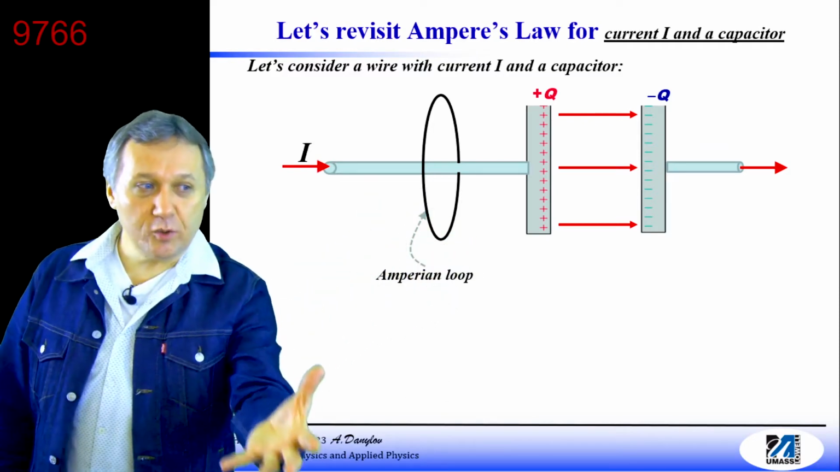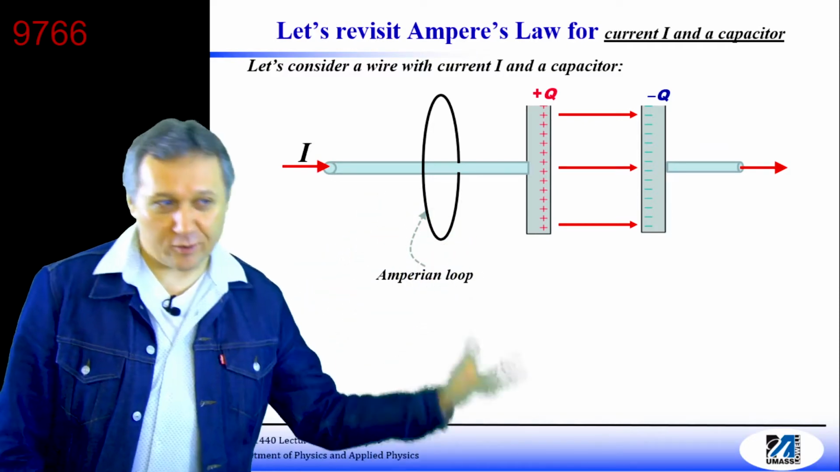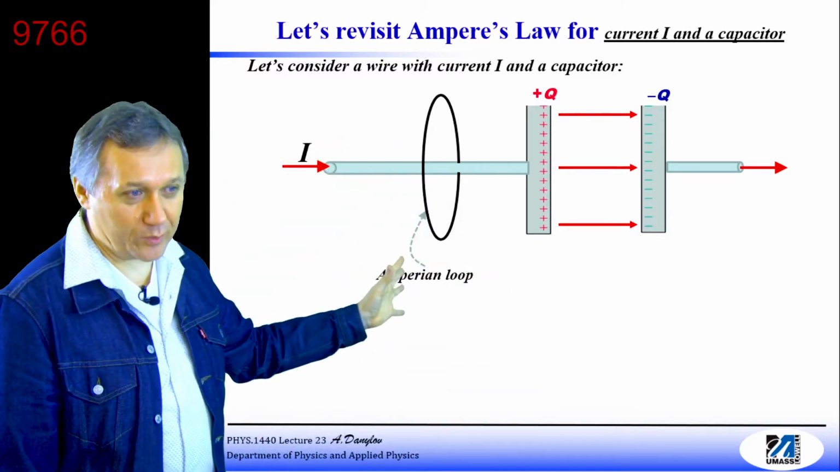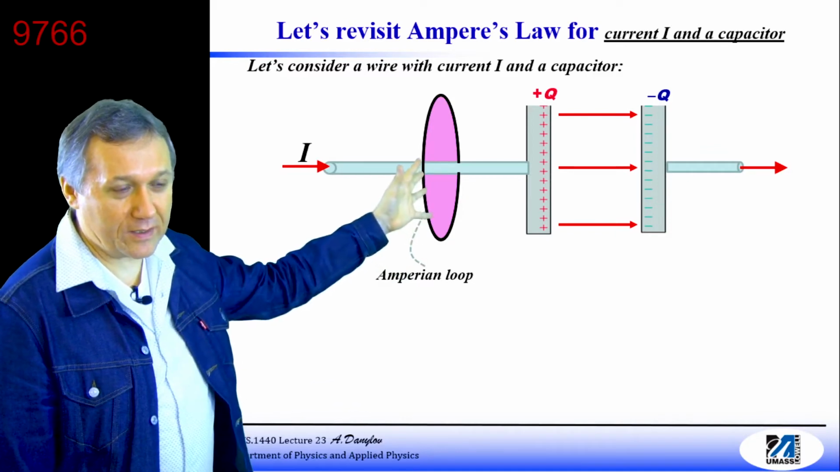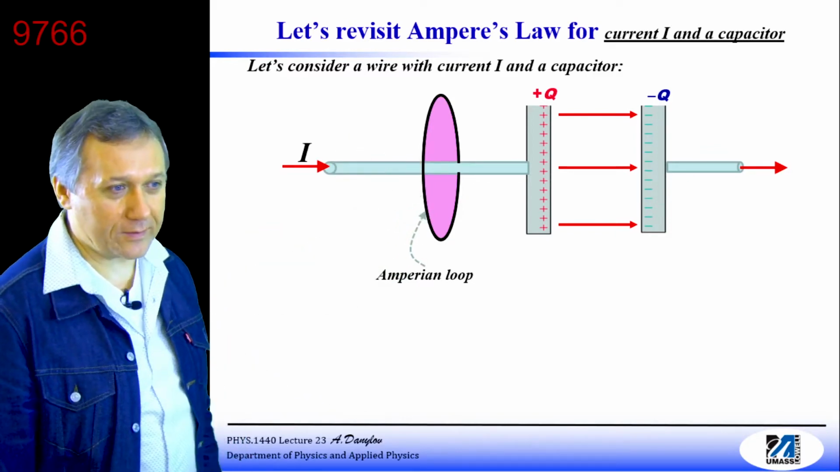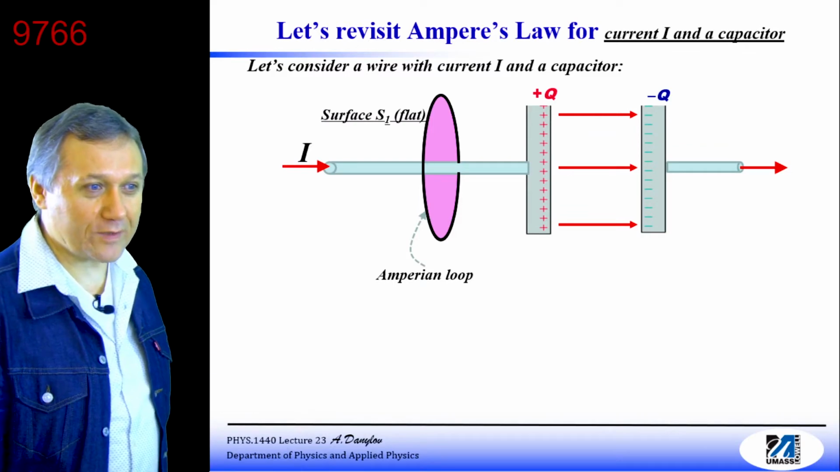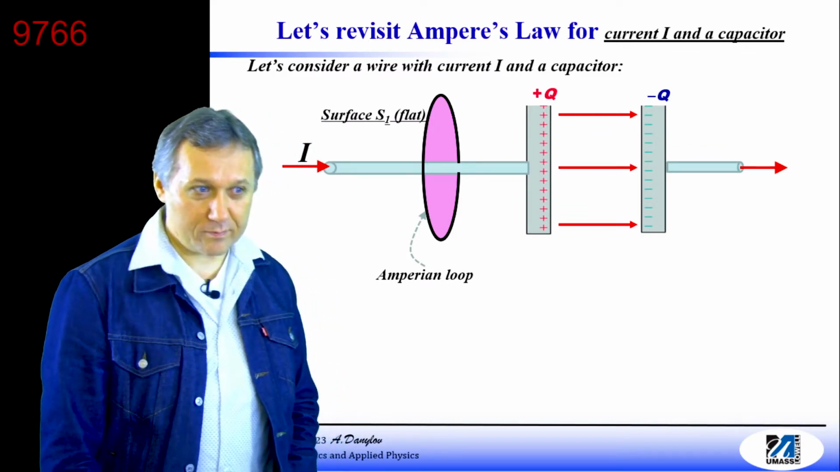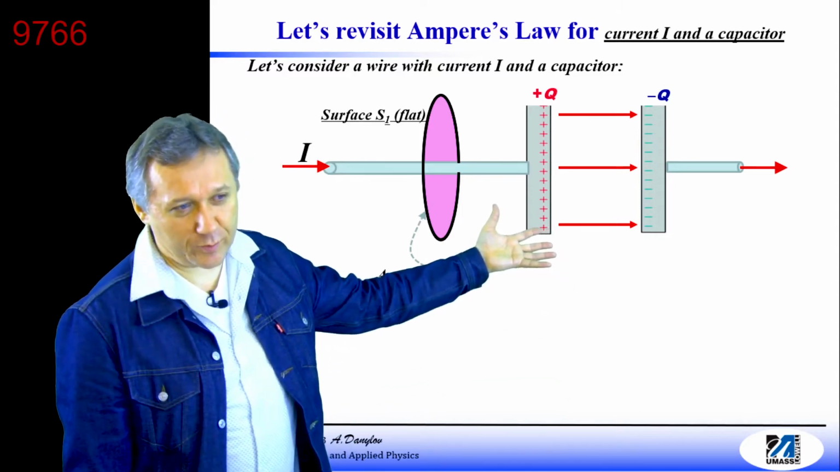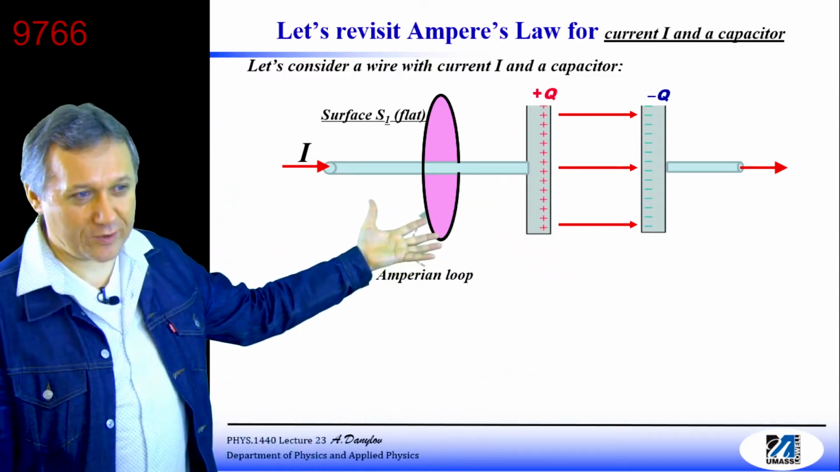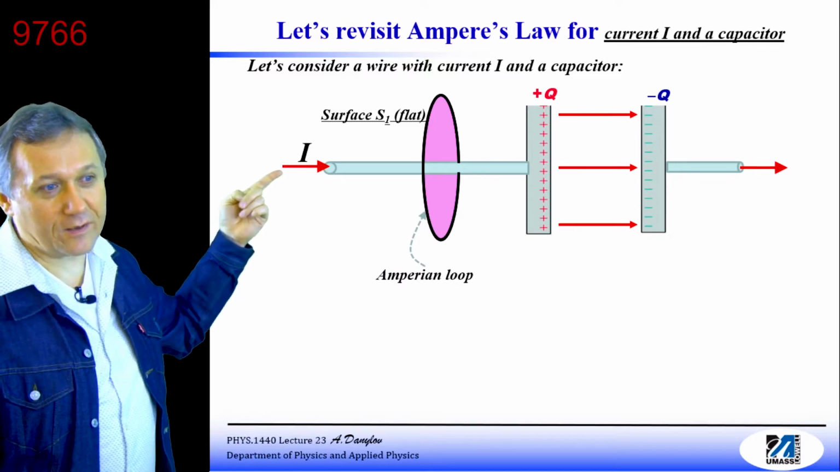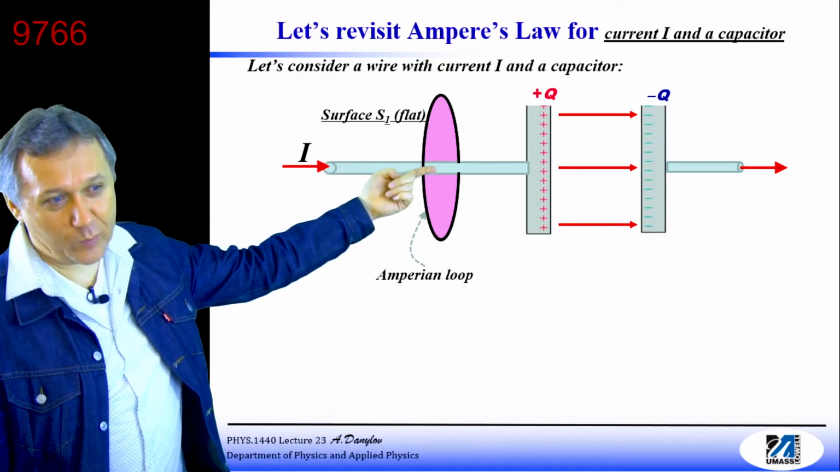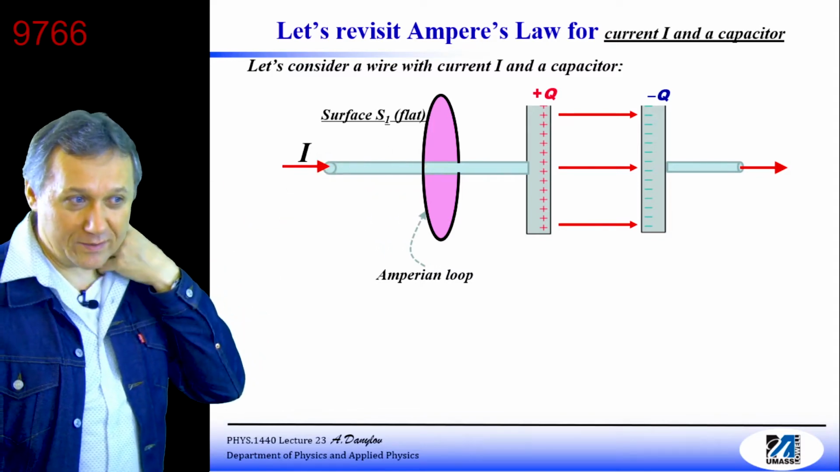Now, let's say you pick your flat surface, again flat within this Amperean loop. It will be that purplish color. So that's your surface S1. And now, if you apply Ampere's law, first of all, we need to finally make a decision which current is enclosed. Physically, this current I crosses your surface S1 at that point, so I enclosed is I.